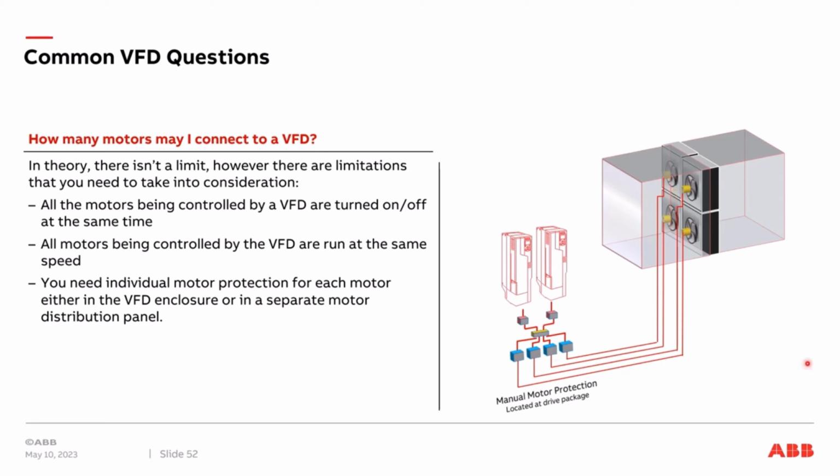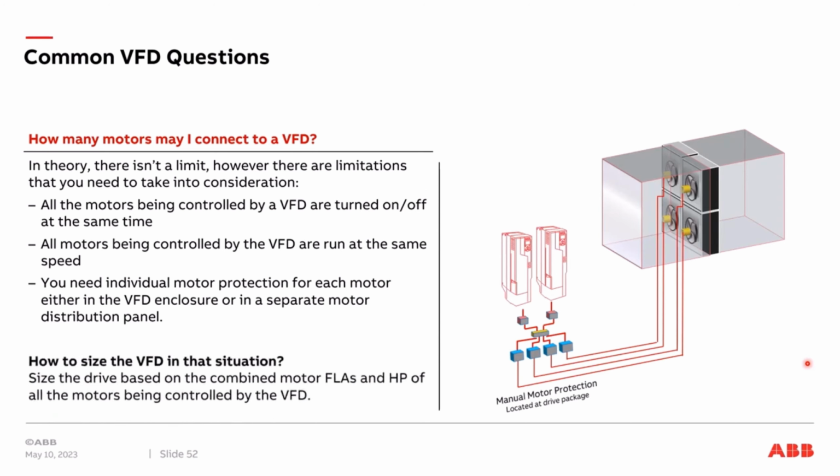When we look at this, we ask ourselves, what do we need? If you want all the motors turned on and off by the VFD at the same time, this is a fine setup. All the motors being controlled run at the same time and at the same speed. You need individual motor protection devices for each motor, or you have to have individual VFDs for each motor. That protection device can be located by the VFD or located over by the motors.